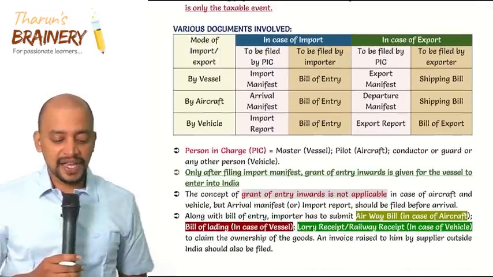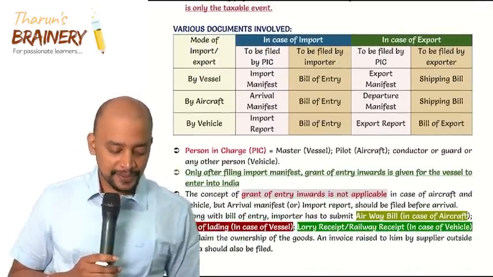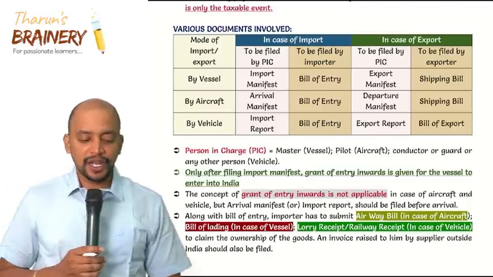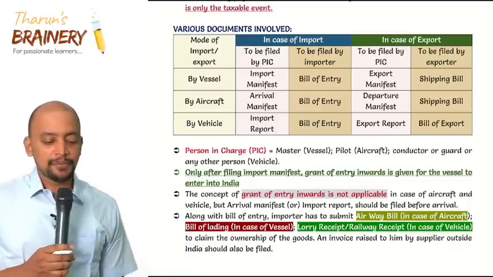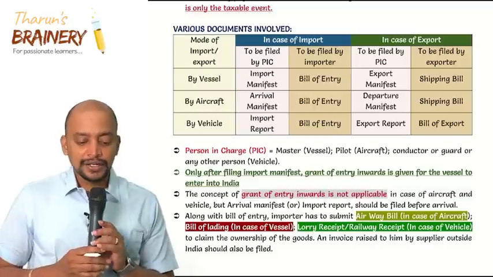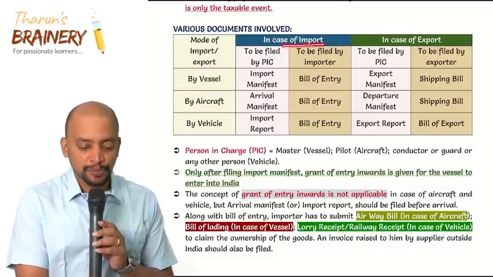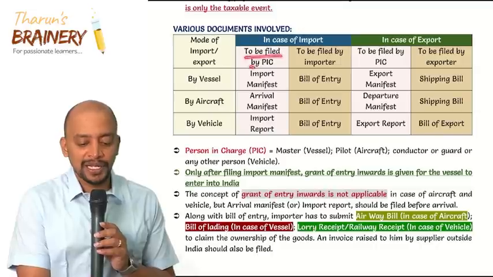Then next, the various documents which are involved, you can see. So mode of import or export, it can be by vessel, by aircraft, or by vehicle. So if the mode of import is by vessel, in case of import, what is the document to be filed by the person in charge?